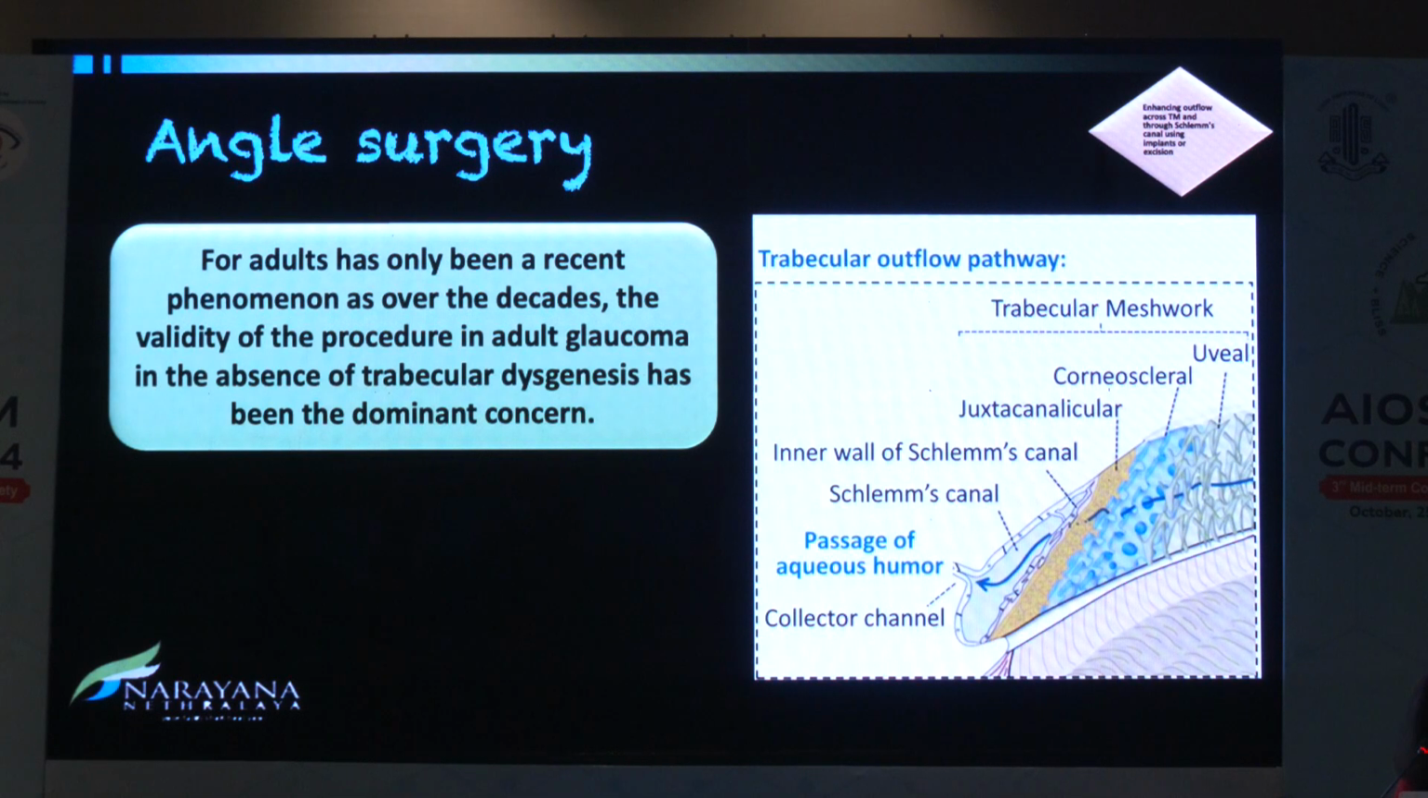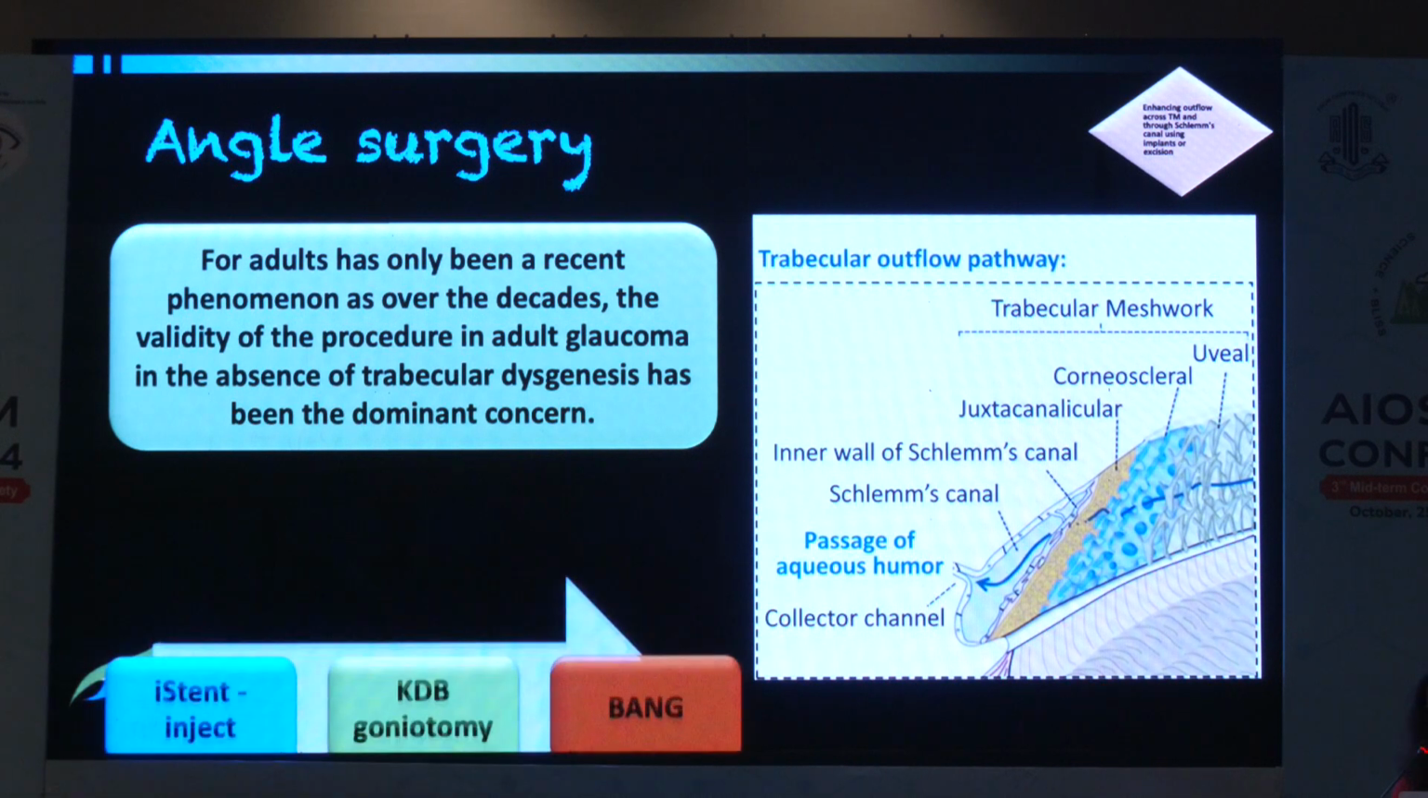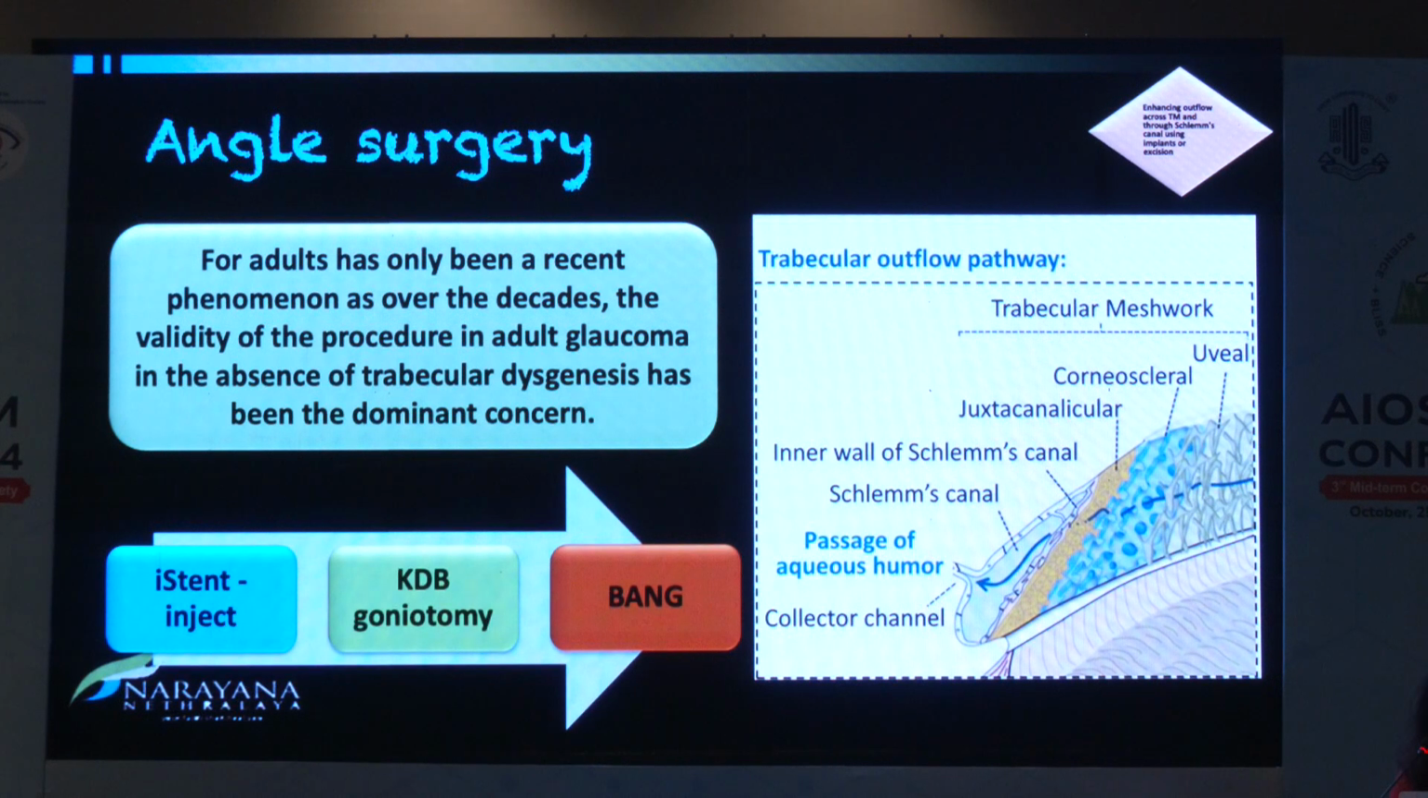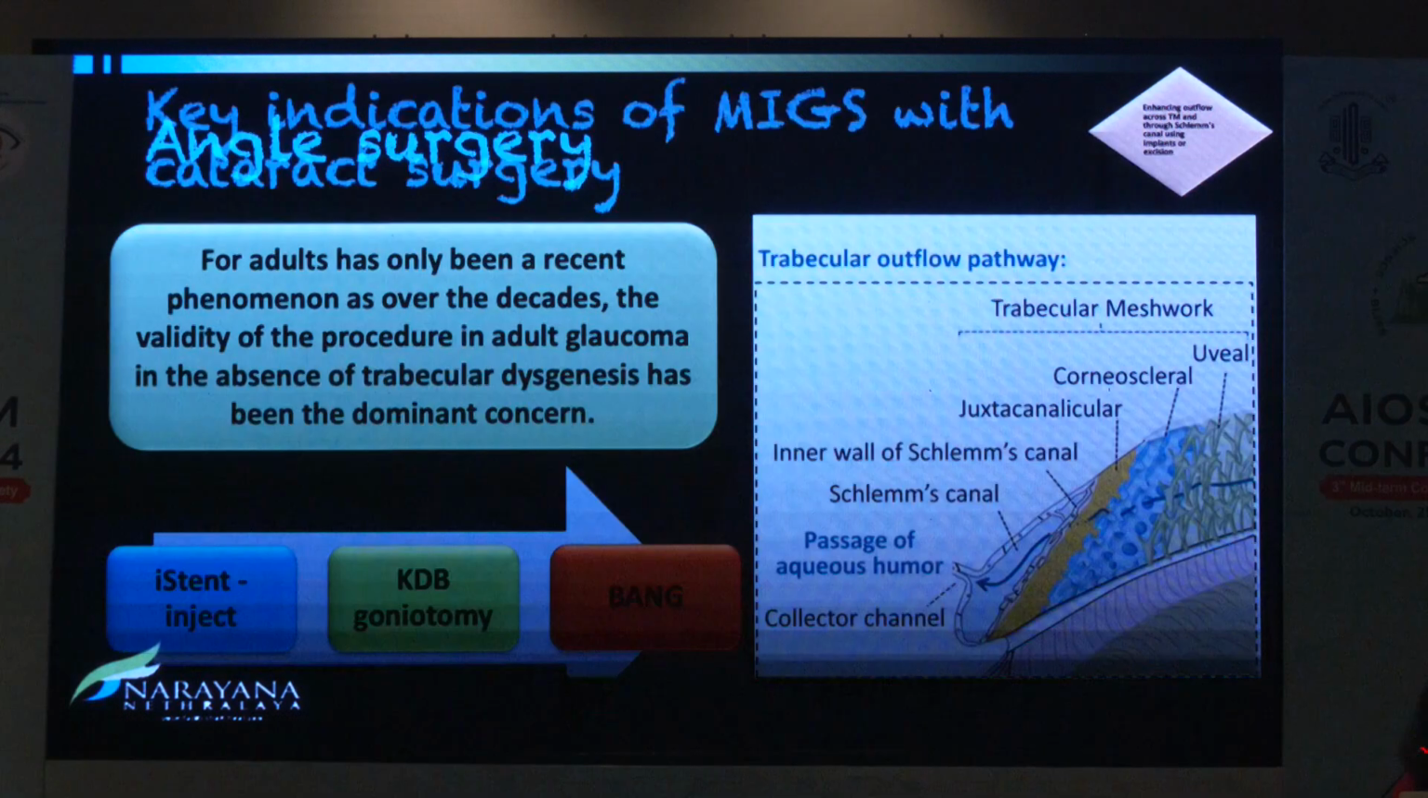Now, angle surgery has been very common for children. In adults, there was always a question earlier because we don't have trabecular dysgenesis in adults, so whether it will work. But now we are pretty sure, and the whole world is moving towards MIGS. Here I'll be limiting myself to these three things which can be easily done along with the cataract surgery.